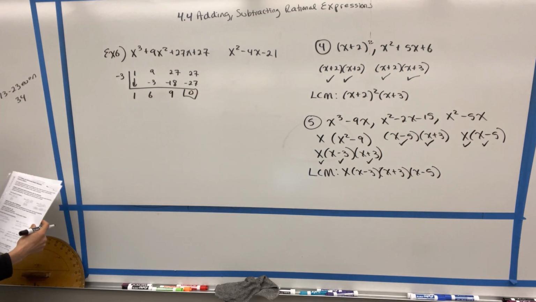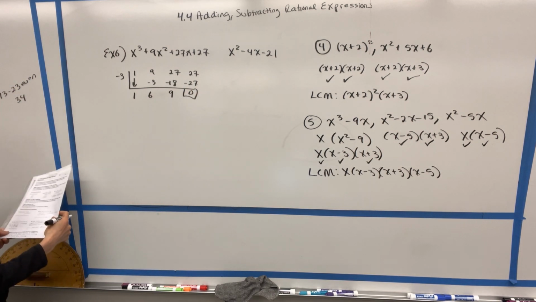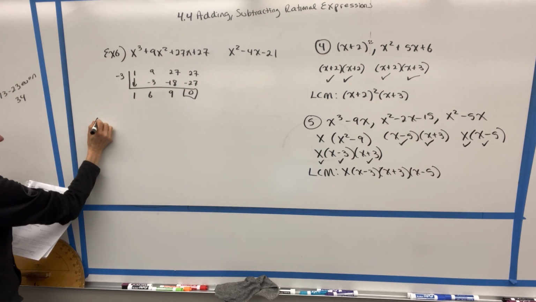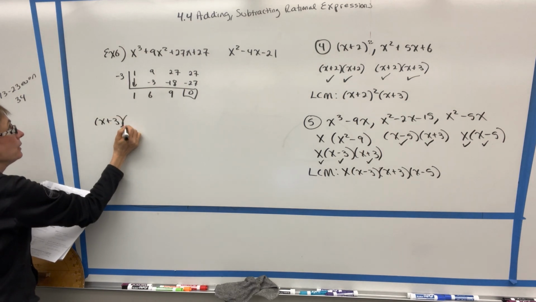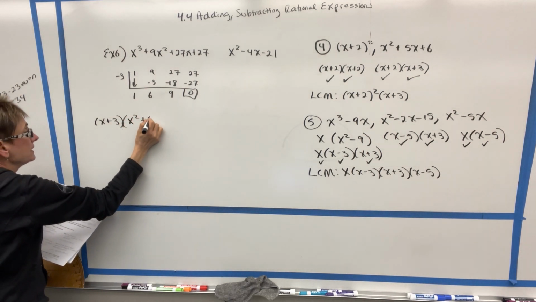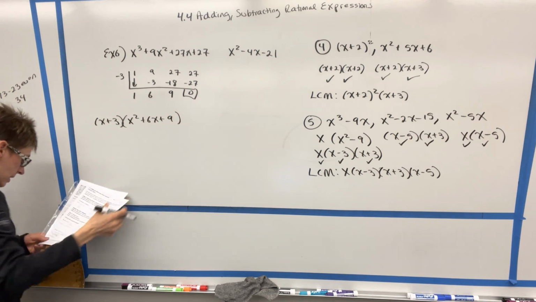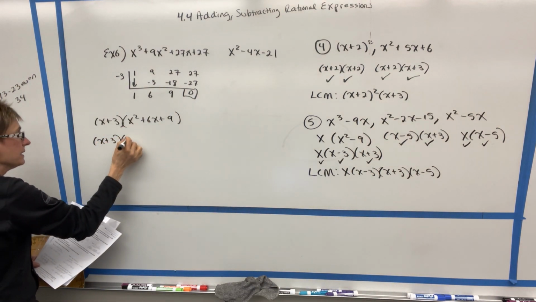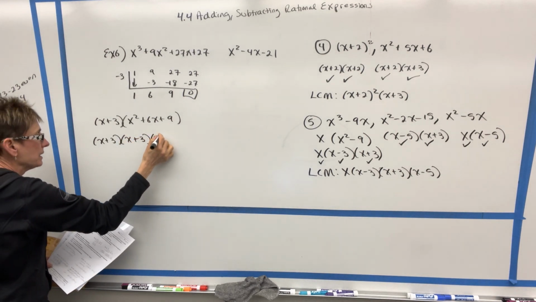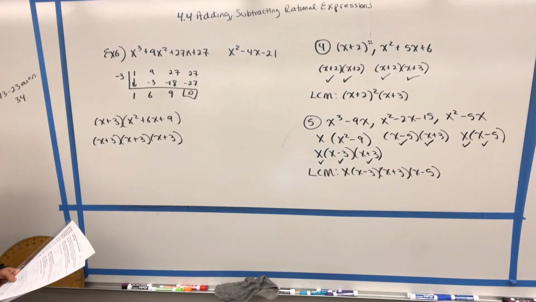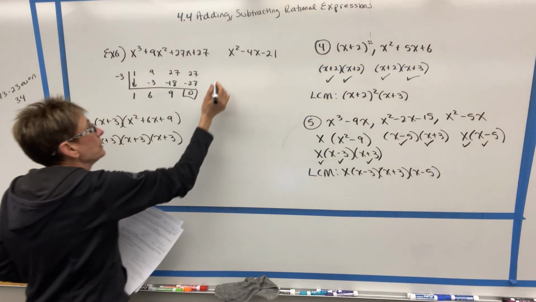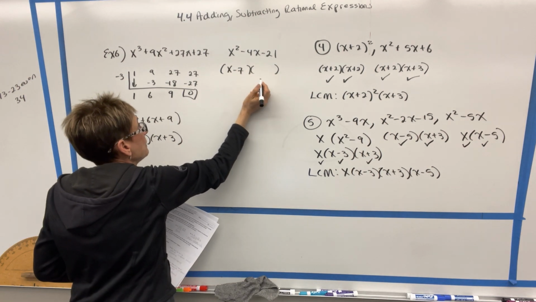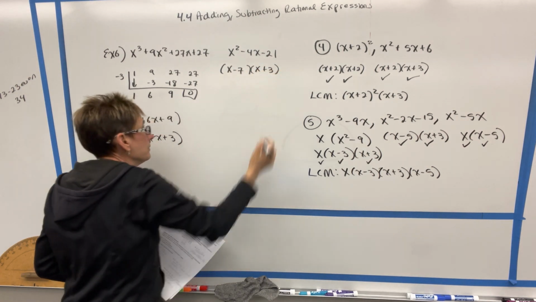What this tells me is that one of the factors for this polynomial expression is x plus 3, and another factor is x squared plus 6x plus 9. Notice that the second expression can also be factored as x plus 3 times x plus 3. Now, when I want to go ahead and factor this expression here, this is obviously much easier. This is x minus 7 times x plus 3.